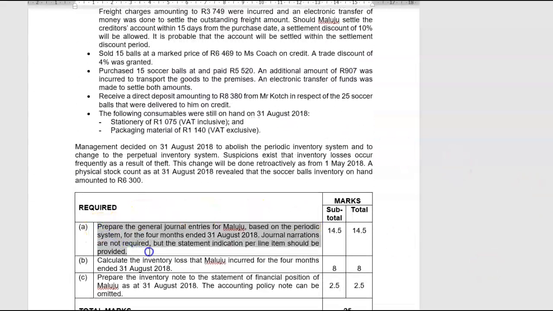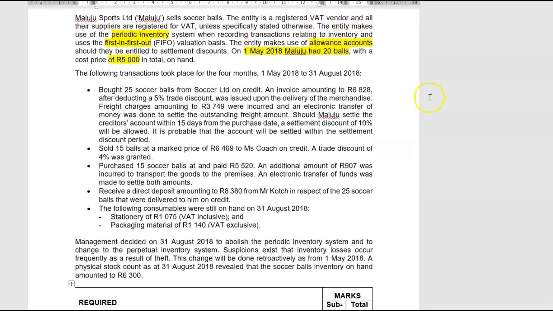And the first thing that you have to do is to prepare the journal entries for those transactions that took place. Now the first one: bought 25 soccer balls from Soccer Limited, an invoice amounting to 6828, so that includes VAT, after deducting a 5% trade discount was issued upon the delivery of the merchandise. So clearly the invoice value is always after trade discount, but here they also tell you it's after the trade discount has been deducted. Freight charges amounting to 3749 were incurred, and an electronic transfer of money was done to settle the outstanding freight amount. So again, inclusive of VAT.